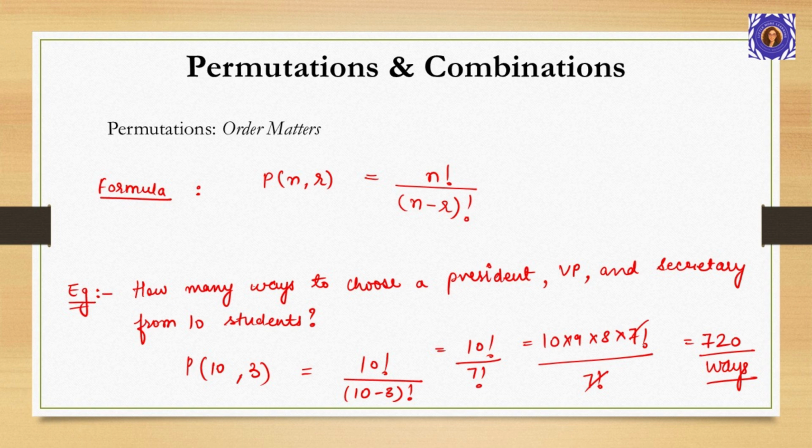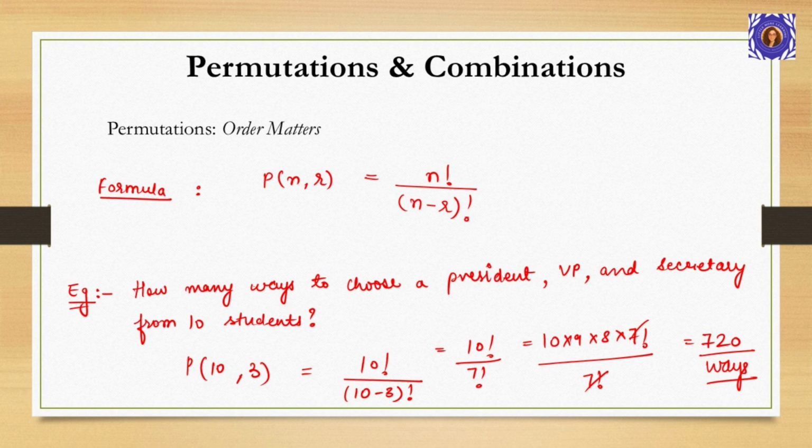If you are selecting 3 students from a class of 10 to serve as president, vice president, and secretary, the order matters tremendously. John as president with Mary as vice president is completely different from Mary as president with John as vice president. Let's calculate P(10,3). That is 10 factorial divided by (10 minus 3) factorial. That gives us 10 factorial divided by 7 factorial. And voila, we have 720 different ways to arrange these 3 students.